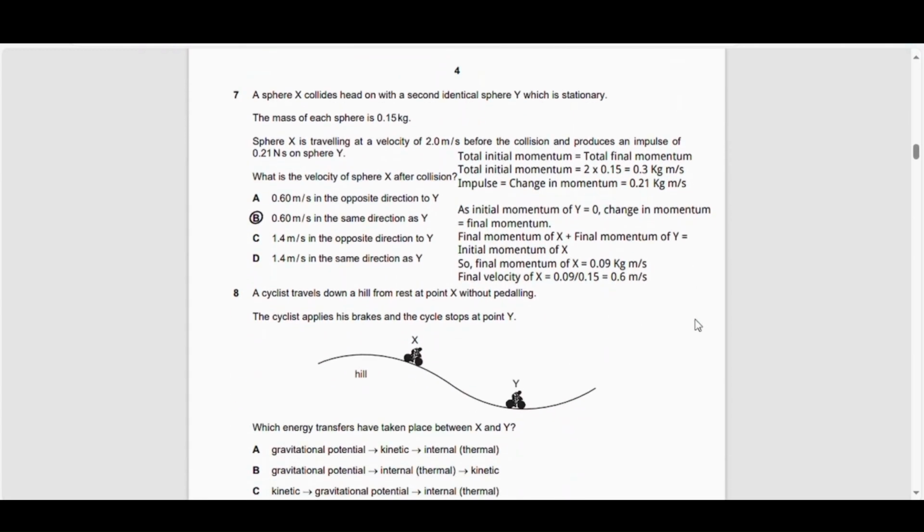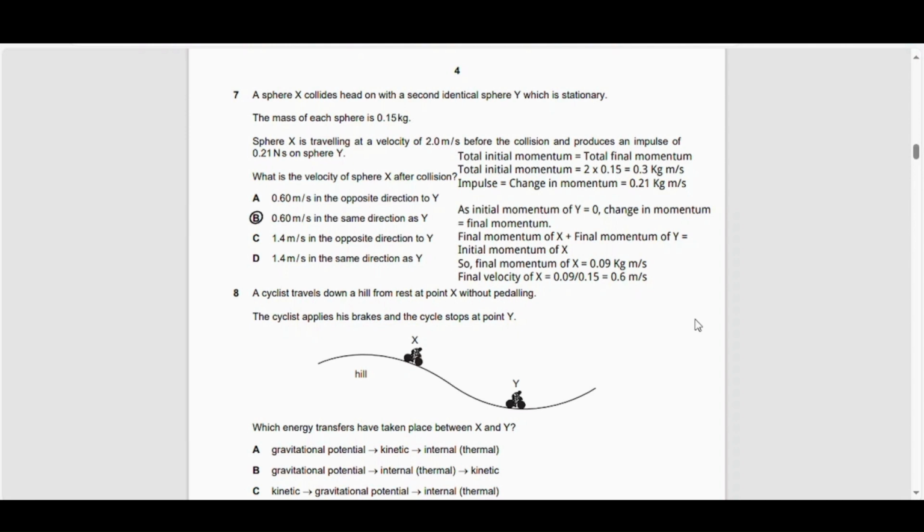So question 7. A sphere X collides head-on with a second identical sphere Y, which is stationary. The mass of each sphere is 0.15 kilograms. Sphere X is traveling at a velocity of 2 meters per second before the collision and produces an impulse of 0.21 Newton seconds on sphere Y. What is the velocity of sphere X after collision?